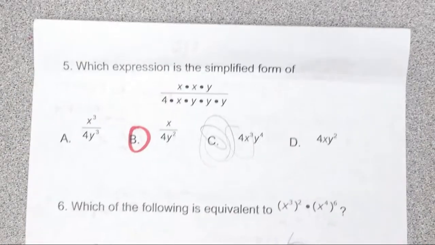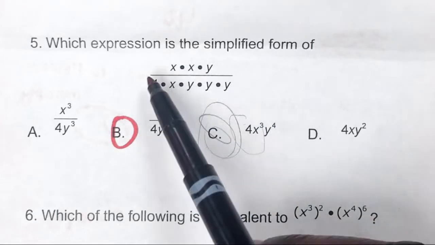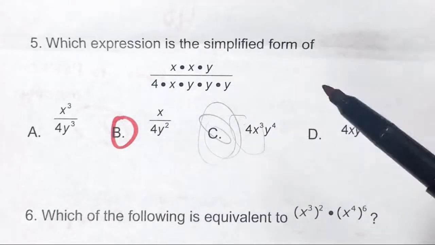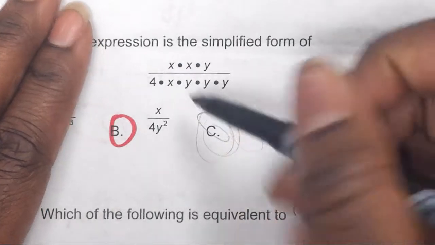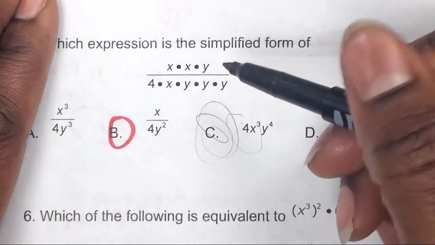Simplified form right here. Notice how they've spread everything out for you. Once again, it is a division problem, and anything on top is going to cancel out to make an invisible 1. I know how to do it.